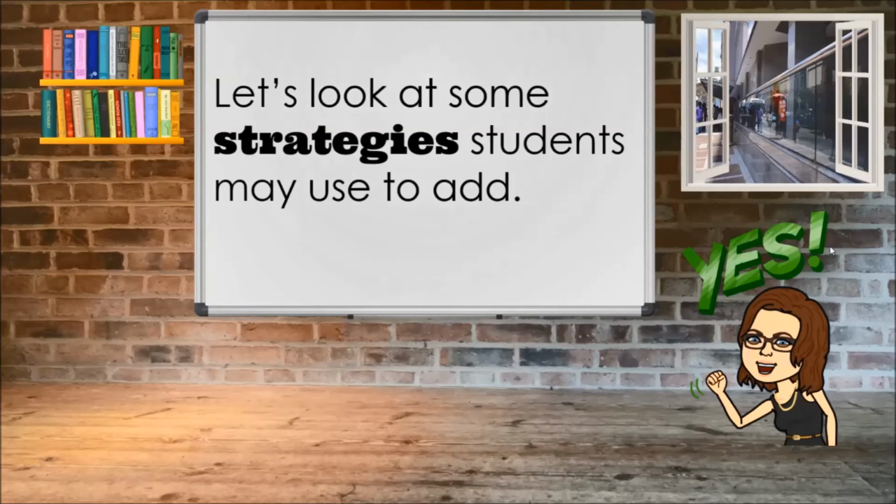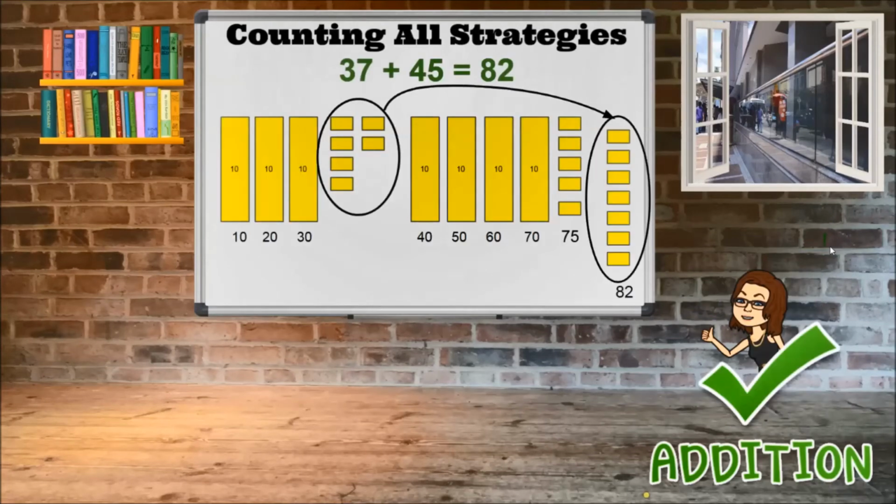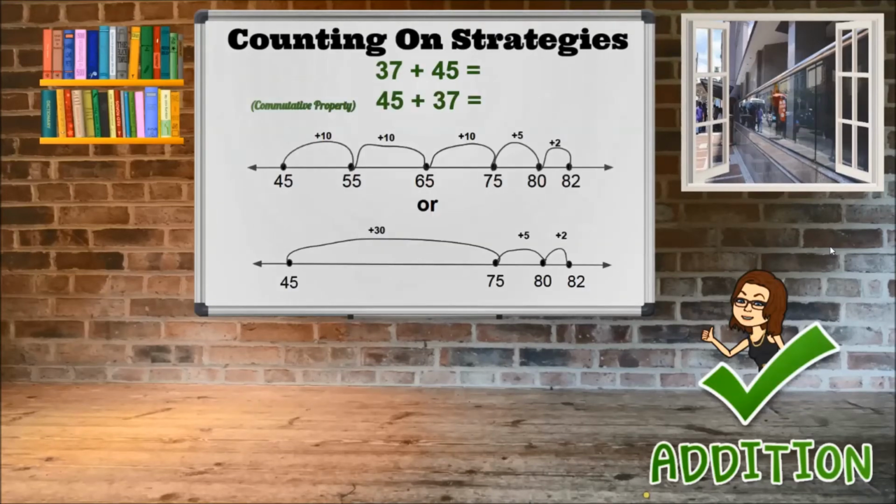Let's look at some strategies students may use to add. Counting all strategies are frequently used with the base 10 model you see here. The student draws both numbers using a base 10 model and then counts all. Counting on strategies are commonly used with a number line. In this example, the student started with a larger number and counted on the smaller number. They used the number line to keep track of their count.